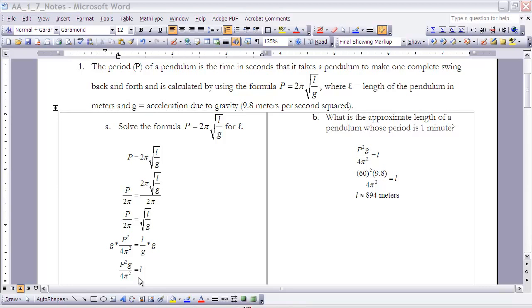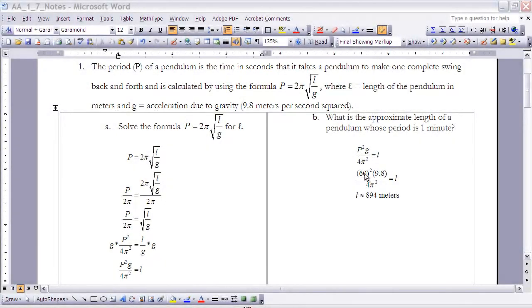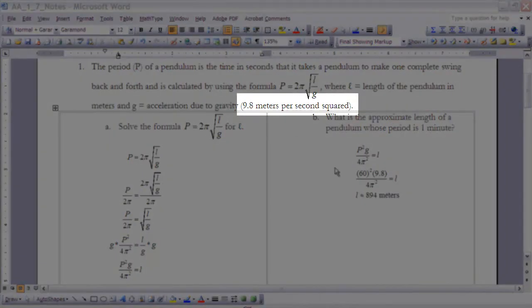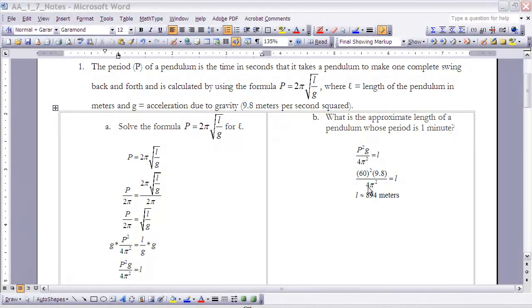Part B says, what is the approximate length of the pendulum whose period is 1 minute? Well, if its period is 1 minute, remember p stands for the length of time in seconds. Therefore, I can't put 1 in for p. I need to put 60 in for p. So I'm going to plug 60 in for p. We know that g, we said, was 9.8 meters per second squared, so I'm going to plug that in. And then I have over 4 pi squared.